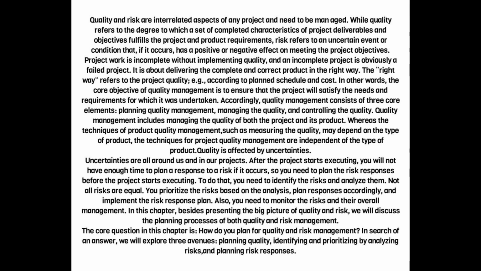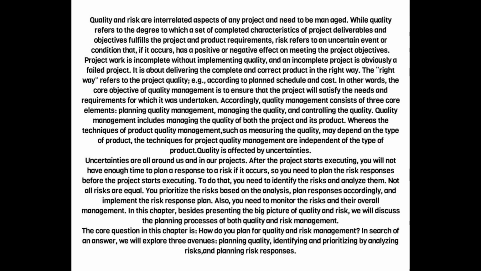Whereas the techniques of product quality management, such as measuring the quality, may depend on the type of product, the techniques for project quality management are independent of the type of product. Quality is affected by uncertainties. Uncertainties are all around us and in our projects. After the project starts executing, you will not have enough time to plan a response to a risk if it occurs, so you need to plan the risk responses before the project starts executing.